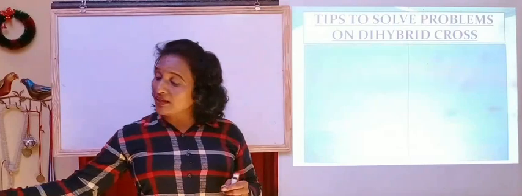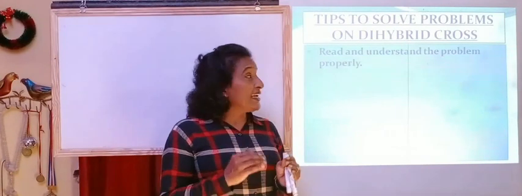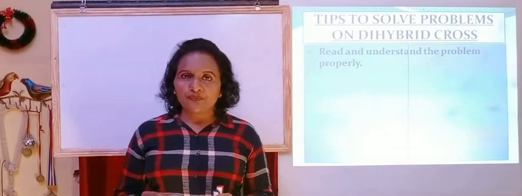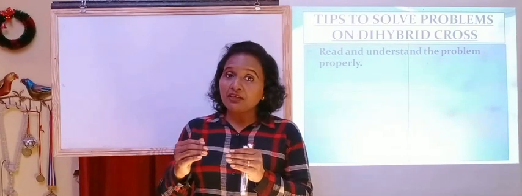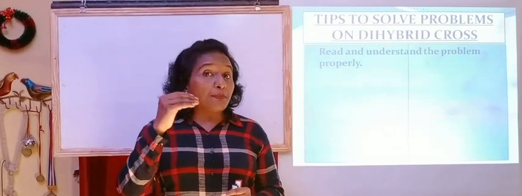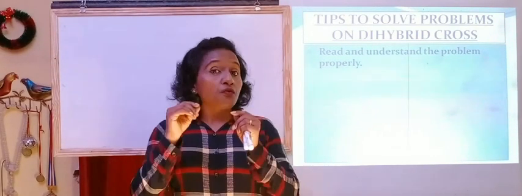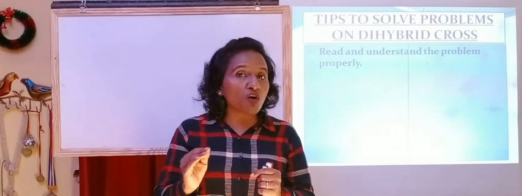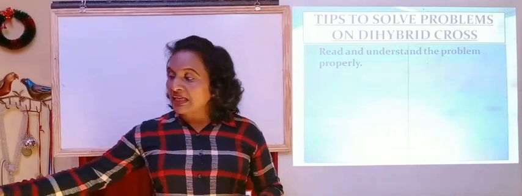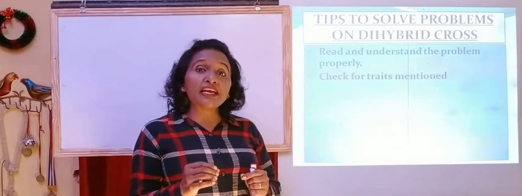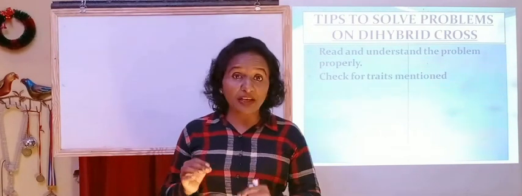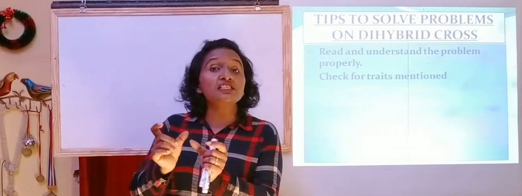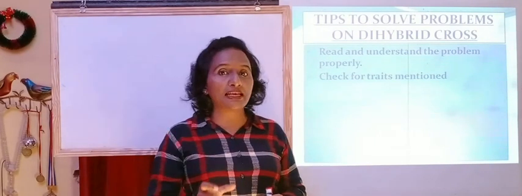The first one is read and understand the problem properly. Each problem will have its own sub-questions, and based on those sub-questions, we have to know what exactly we have to find or solve in the given problem. The second one is to check for the trait that is mentioned, which is the characteristic mentioned in that problem.